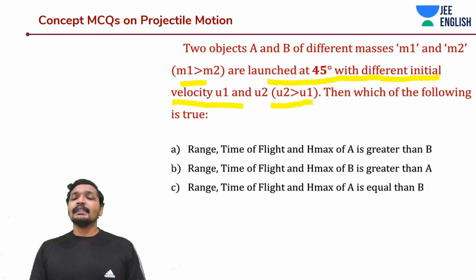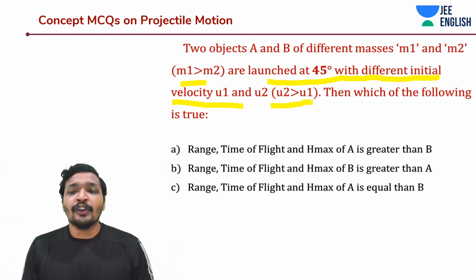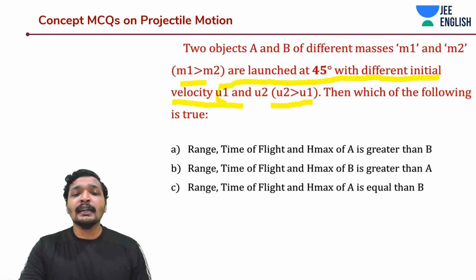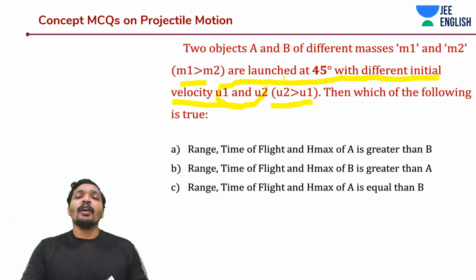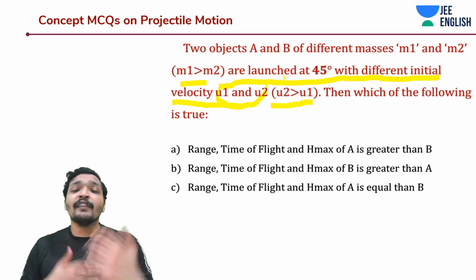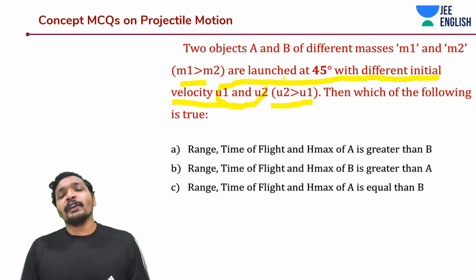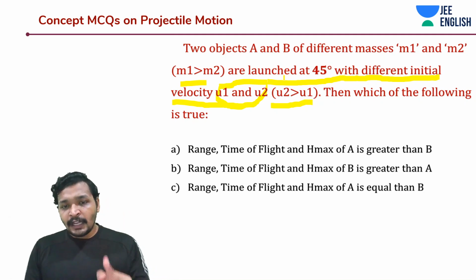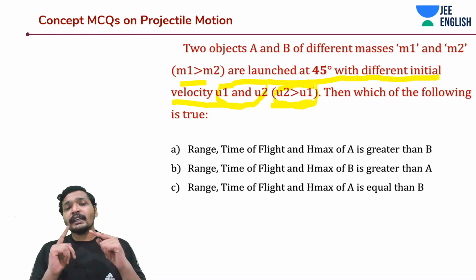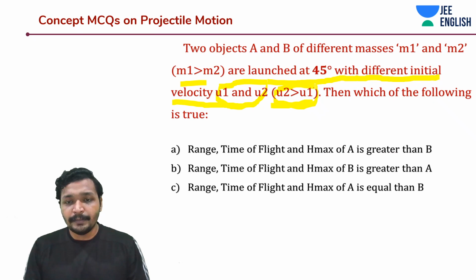They are launched at 45 degrees, which is a maximum range problem. So you are not even worried about knowing the value of U1 and U2. Now what we are going to work around is only U1 and U2, even though you do not know their values. Then which of the following are true? Range, time of flight, Hmax of A is greater than that of B. See, one more thing over here is U2 is greater than U1, whereas the velocity of A is U1. So B has a larger initial velocity.